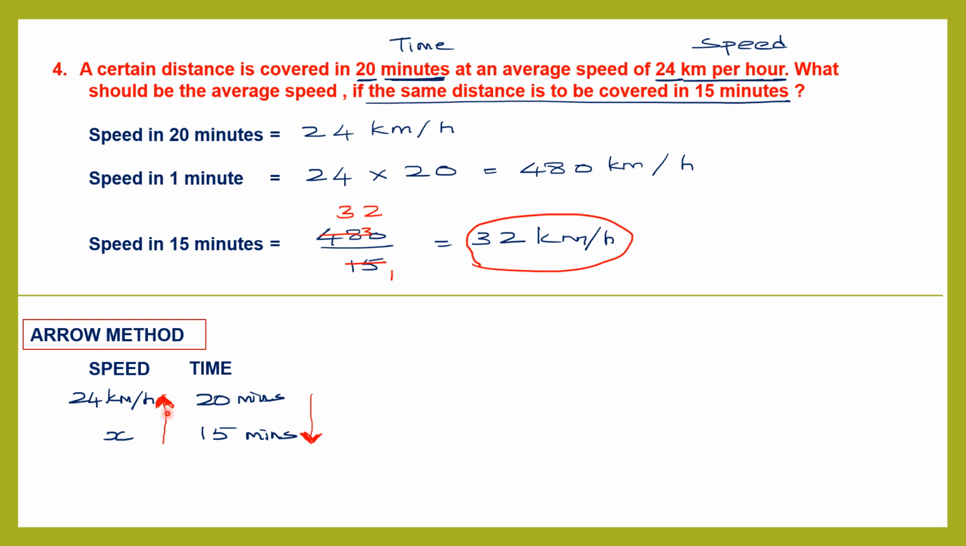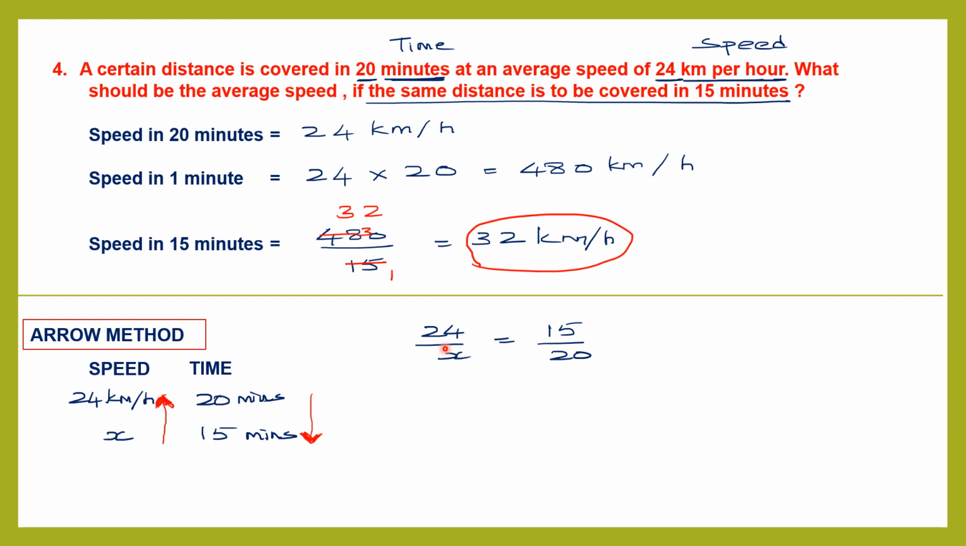So now can you see, since the arrows are in opposite directions, this is inverse variation. So the variation is inverse. Here the time has decreased and here the speed has increased. Now again, like I said, see where the arrowhead is, put that number as the numerator. So here it becomes 24 by x is equal to, now where is the arrowhead? It's at 15. So 15 by 20. So to find the value of x now we have to solve this.